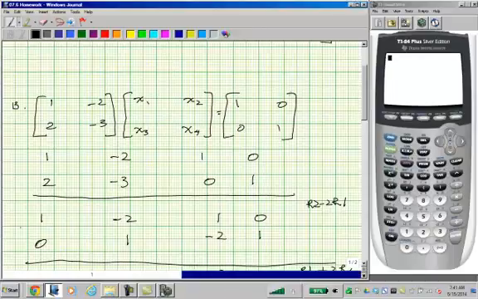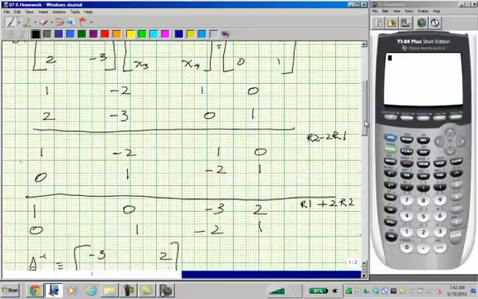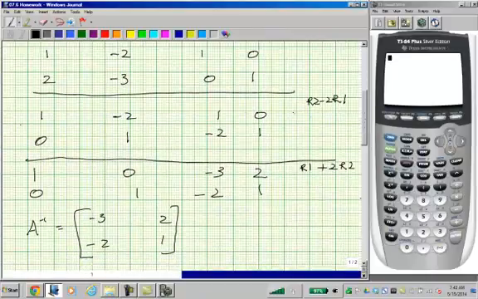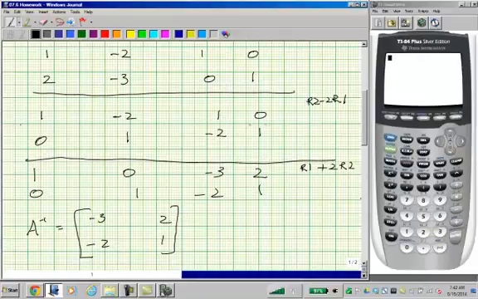Okay, so my first step is, I take down the first row, 1, negative 2, 1, 0, like that, because notice I've already got a 1 here. And then take R2 minus 2R1. R2 minus 2R1. That's going to give me 0, 1 here. And then a negative 2 and a 1 over here.